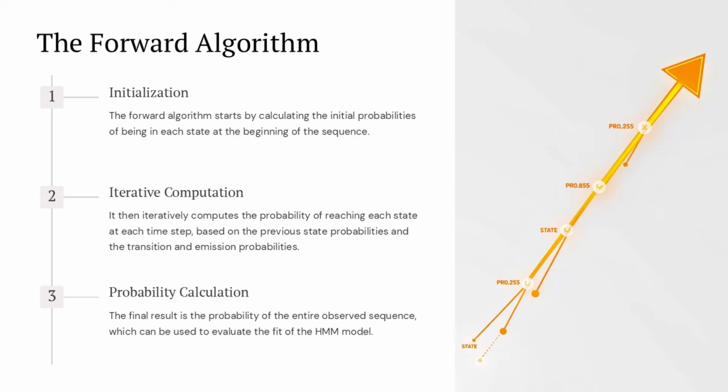The forward algorithm is a key technique in hidden Markov models used to efficiently compute the probability of an observed sequence. It starts by calculating the initial probabilities of being in each state at the beginning of a sequence. It then iteratively computes the probability of reaching each state at each time step, based on the previous state probabilities and the transition and emission probabilities. The final result is the overall probability of the entire observed sequence, which can be used to evaluate how well the HMM model fits the data. This algorithm is an essential tool for working with HMMs and sequence data.